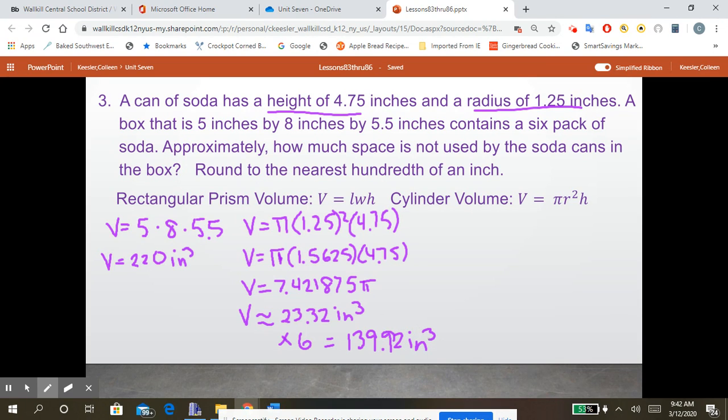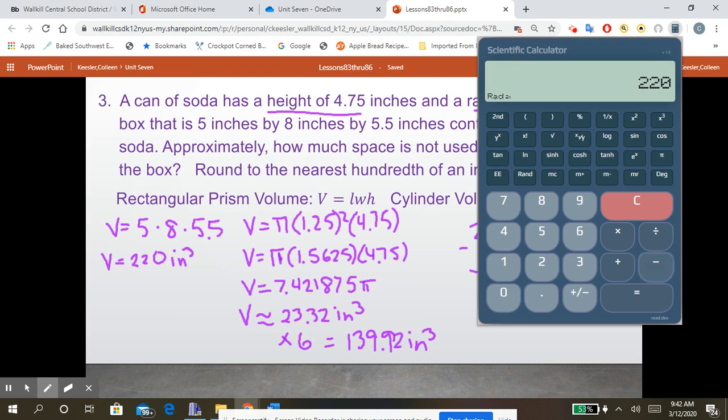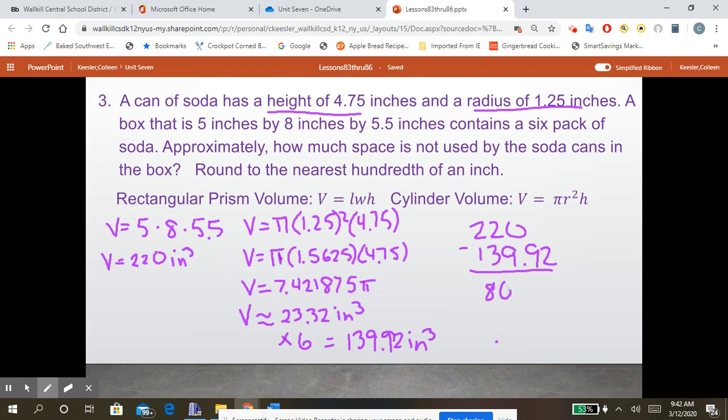So now again, it says how much space is not used by the soda cans in the box. So lastly, we're going to do 220 minus 139.92. And we get 80.08 as our final answer. So 80.08 inches cubed of space is not used by the soda in the box. All right, so again, lots of stuff going on there. It would be very easy to forget to multiply by 6 in that case, and then forget to subtract to find the volume of the space that's not used. So again, make sure you go back and read the question to be sure that you actually answered it.